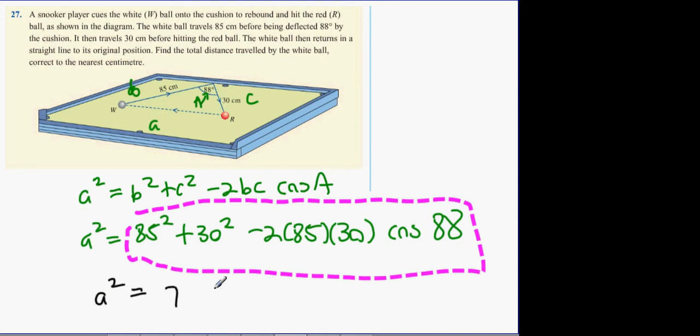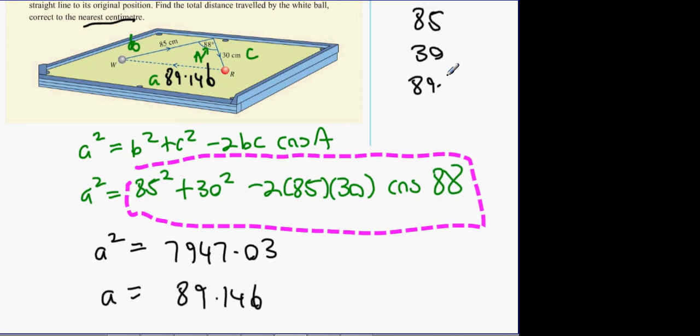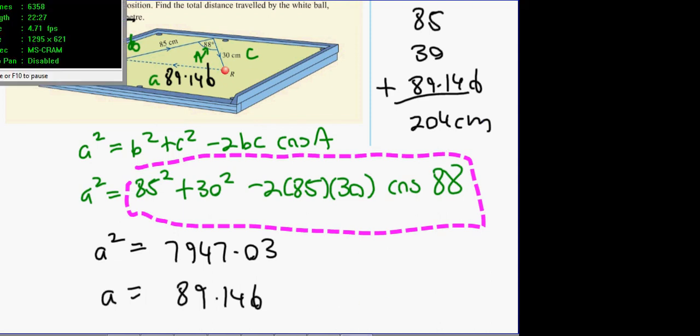7947.03. Okay, square root it. 89.146. Correct to the nearest centimetre, but we won't do that just yet. That's 89.146. Add all three sides together: 85 plus 30 plus 89.146. And what do we get? 204 centimetres. What do you think of that question? That's a lot easier than the last one.